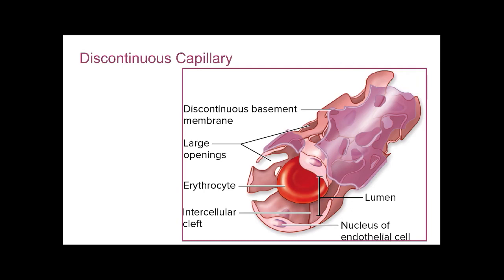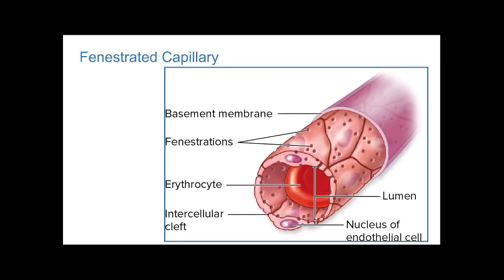Okay, then we have discontinuous capillaries, which have the intracellular clefts, and they also have large openings within the endothelial layer, as well as the basement membrane. And those are found in the liver. Okay, and this one, we have the fenestrated capillaries. As you can see, the endothelial cell layer is covered with fenestrations. And these can be found in the kidneys and the intestines.